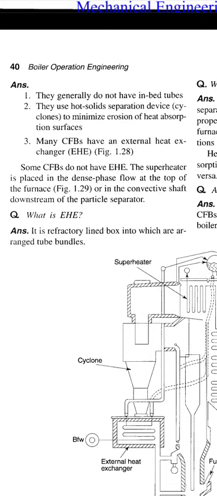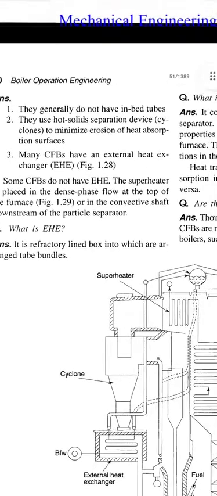The superheater is placed in the dense phase flow at the top of the furnace or in the convective shaft downstream of the particle separator. What is EHE? It means external heat exchanger. So it is a refractory lined box into which tube bundles are arranged.